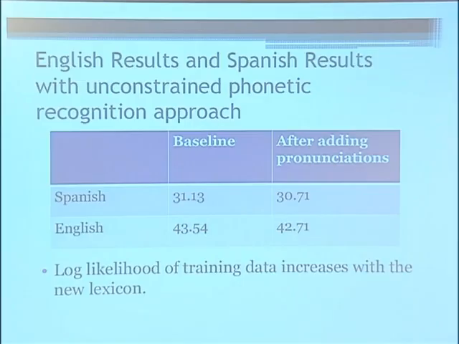Excuse me? Let's try to keep it going because we're about half an hour behind schedule.